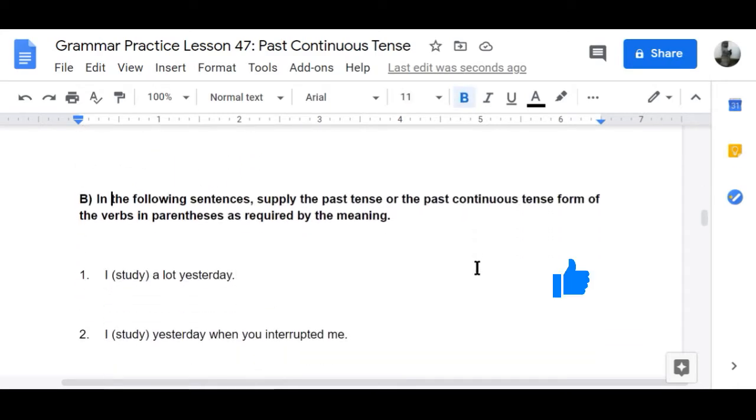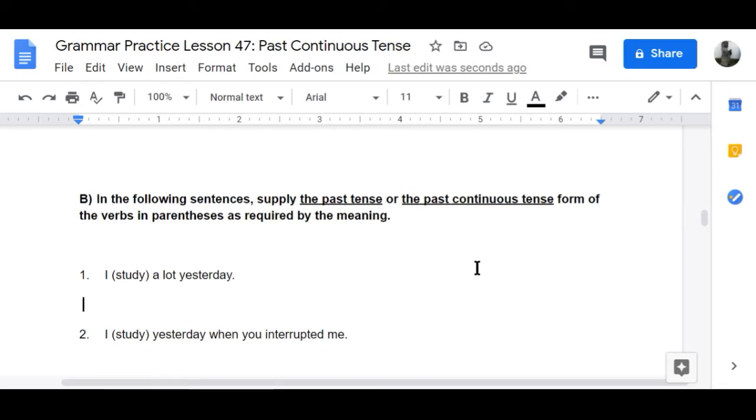In the following sentences, supply the past tense or the past continuous, guys. The past tense or the past continuous tense. Okay, form of the verbs in parentheses as required by the meaning. Now, guys, we have to think a little bit more, okay?